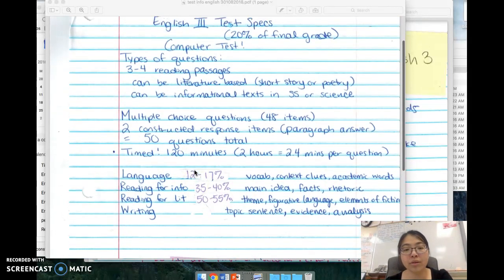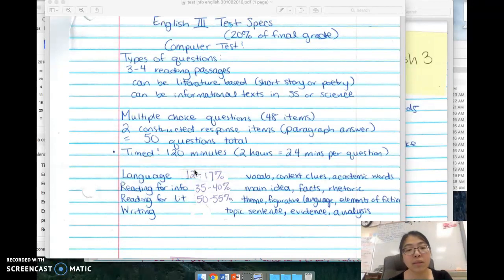So how much time do you get? You get 2 hours. That gives you a little bit less than 2.5 minutes to answer each question, if we don't account for how long it takes you to read the really long and boring passages. So what you want to make sure you do is keep your eye on the time and move quickly.